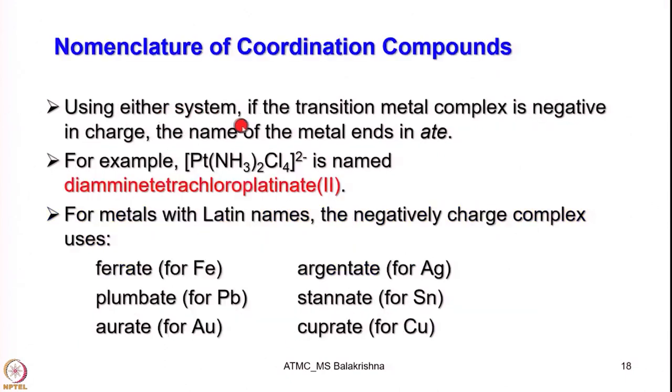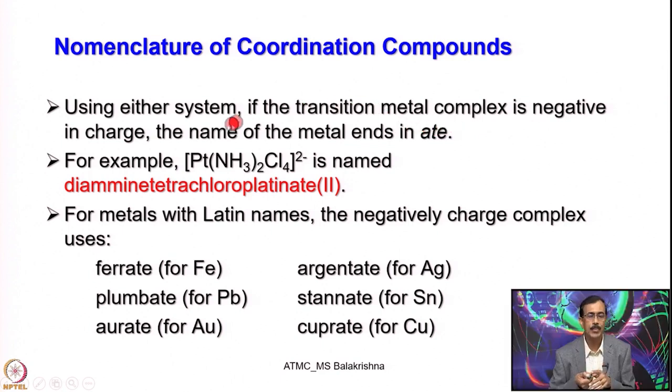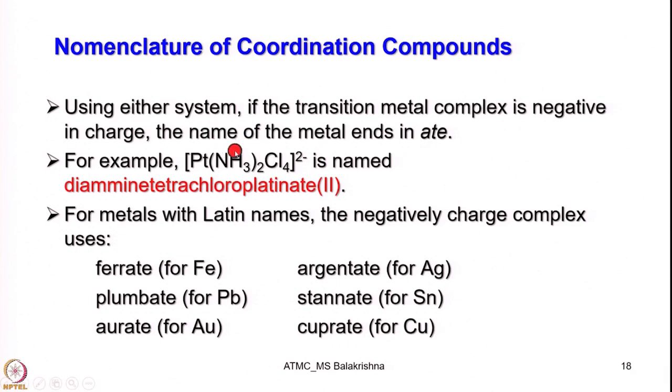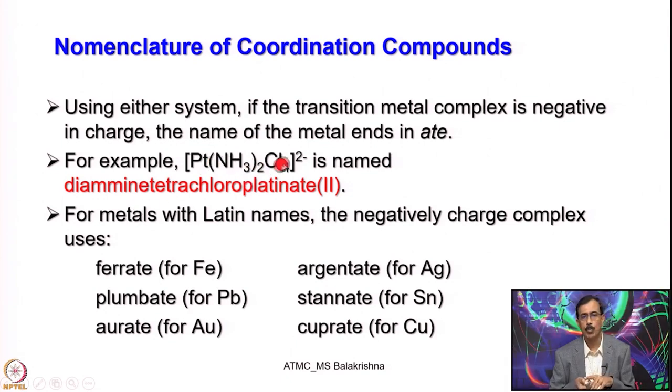So using either system, if the transition metal complex is negative in charge, the name of the metal ends in -ate. So that means if we have an anionic complex, the name of the metal should end with the term -ate. For example, if you take this one, this is an anionic compound because platinum is in plus 2 state, and it is named as diamminetetrachloroplatinate. So it is anionic. If it is a neutral or cationic compound, then simply we should use the name the way it is.